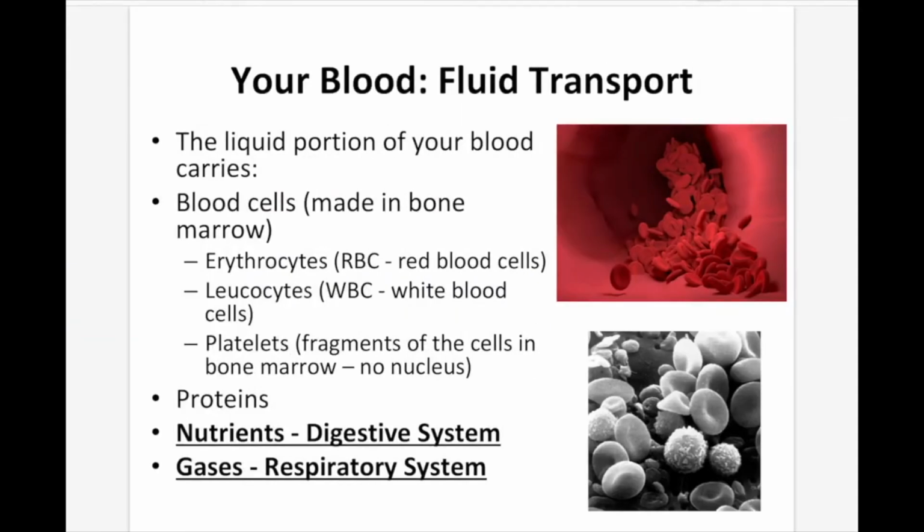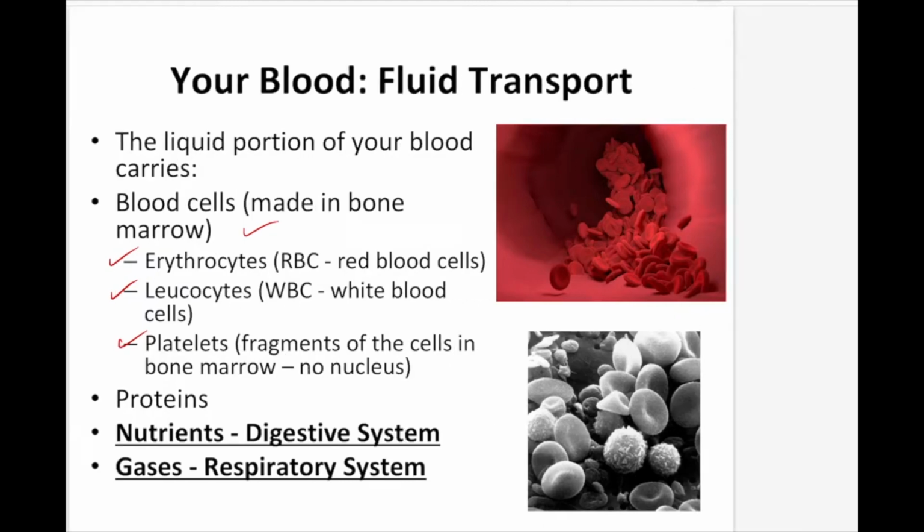Your blood. Now the function of your blood is fluid transport. Now the liquid portion of your blood carries blood cells. So these things are going to be made in the bone marrow. And specifically we're going to be talking about erythrocytes, so red blood cells, leukocytes, white blood cells, and platelets. So these are going to be the fragments of cells in the bone marrow that's going to be involved in things like blood clotting. It's also going to carry proteins, as well as nutrients and gases, things from the digestive system and the respiratory system that's going to feed our cells and keep us alive.